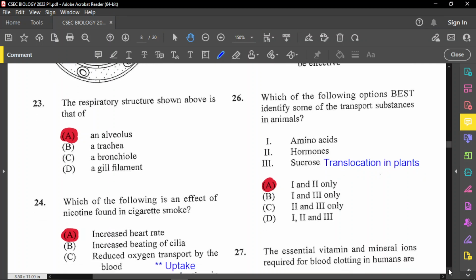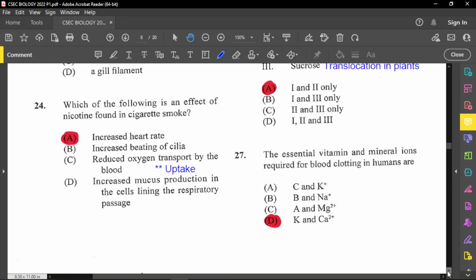All right, so which of the following options best identifies some of the transport substances in animals? And it said in animals, so just to make sure, point it out. Keyword is in animals. Amino acids, yes, are taken up by the blood after the digestion of proteins. Hormones are transported in the blood as well. Sucrose is transported in plants by the process called translocation. And so 1 and 2 will be the substances that will be transported in animals.